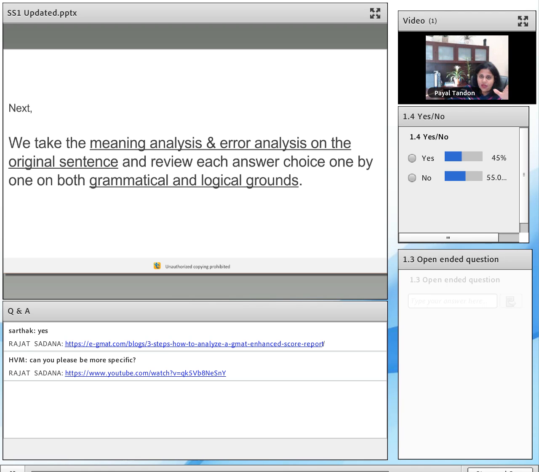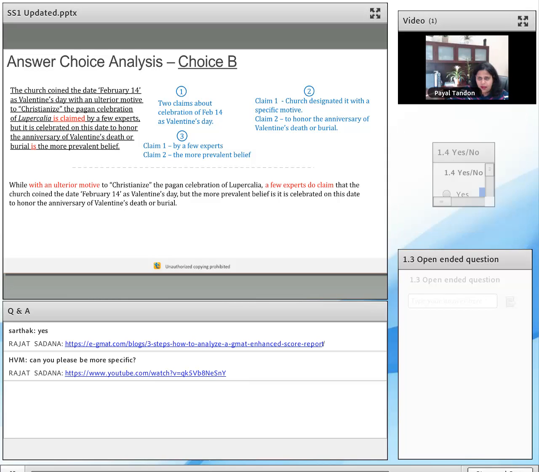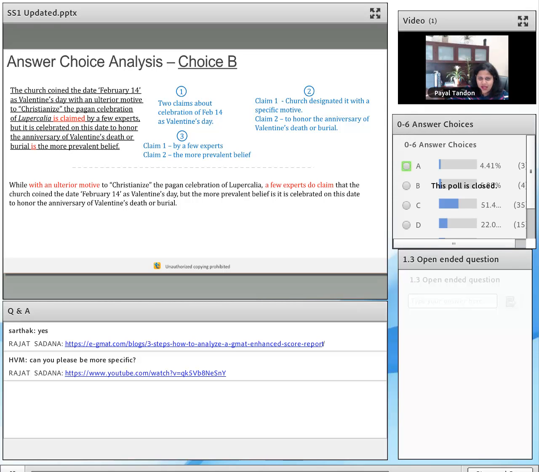But when you are practicing, when you're in the learning mode, find everything that's wrong with that answer choice so that you gain the expertise to figure out what all is wrong with a particular answer choice. So let's look at choice B, and let me get the poll here, and I am going to tell you what the correct answer choice is. In fact, you will be able to identify that on your own pretty shortly here.